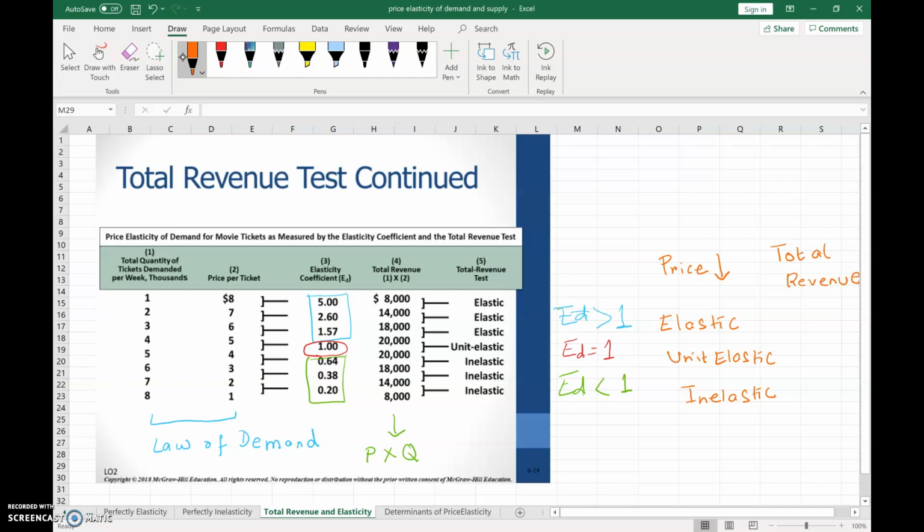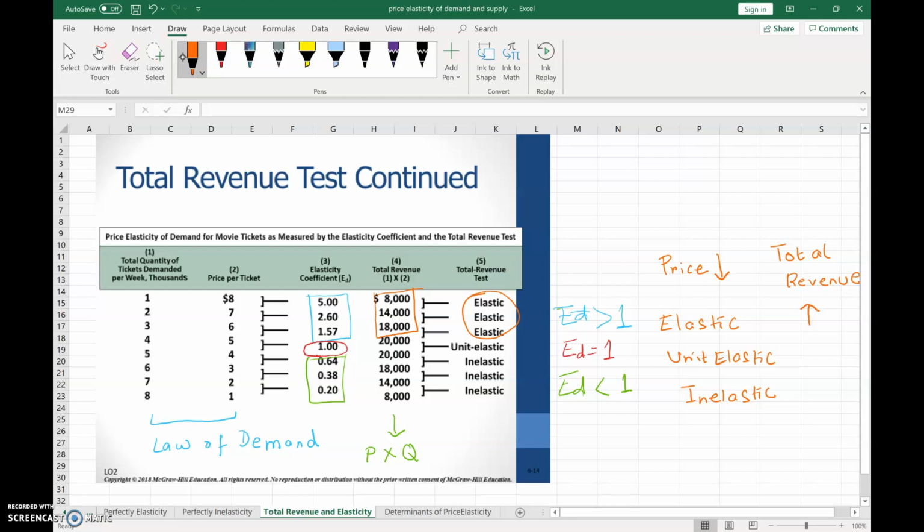If the demand is elastic, like we saw over this range, and the price is definitely going down, total revenue keeps going up from 8,000 to 14,000 to 18,000. My conclusion here, price is going down, total revenue is increasing for elastic demand.